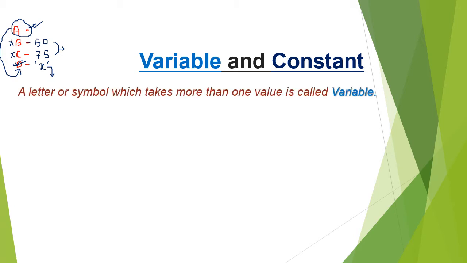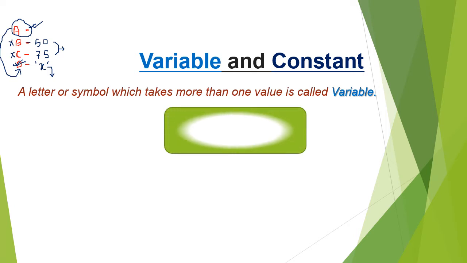Let's see the definition. A letter or a symbol which takes more than one value is called a variable. Now for examples, you can see a, b, c, x, y, z. They are the examples of variables.